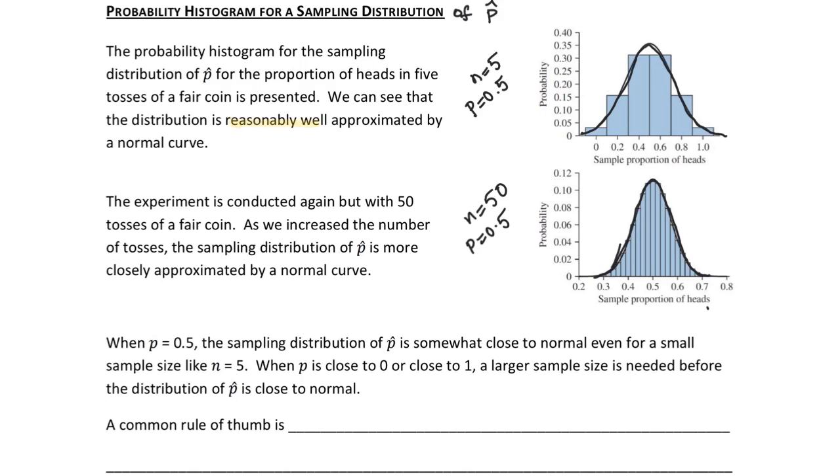So the first one is reasonably well approximated by the normal curve, and the second one is very closely approximated by the normal curve. So you can see that when the sample size increases, it is very close to the normal curve. When P is 0.5, the sampling distribution of P cap is somewhat close to normal, even for a small sample size. But when P is close to 0 or 1, a larger sample size is needed for the distribution of P cap to be close to normal. So the common rule of thumb is that the distribution may be approximated with a normal curve when NP and N times 1 minus P are both at least 10.